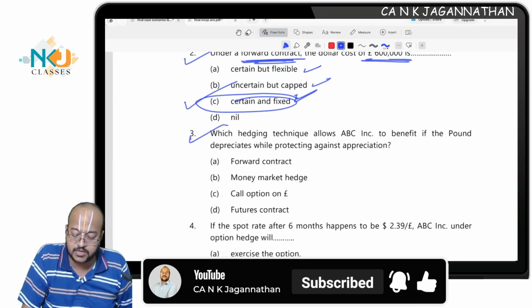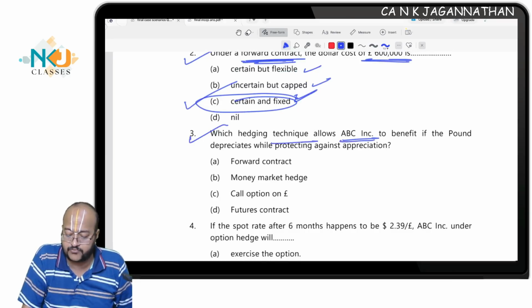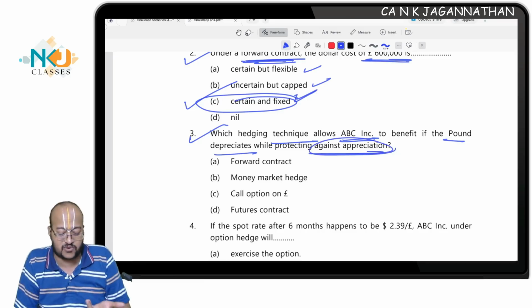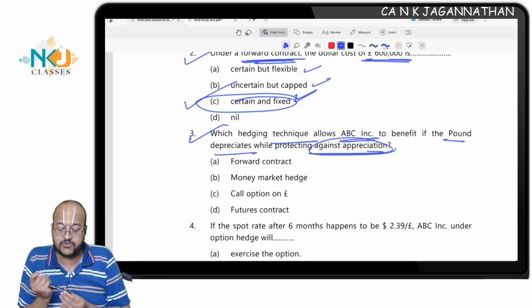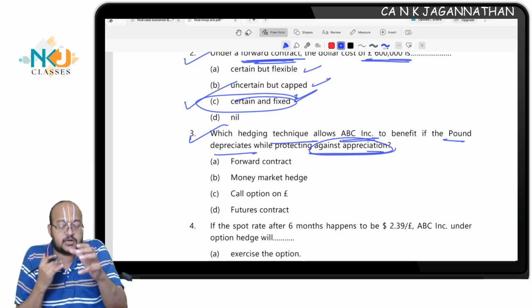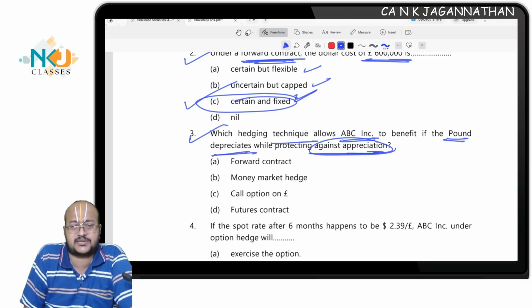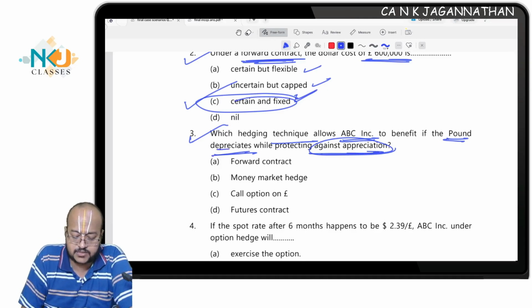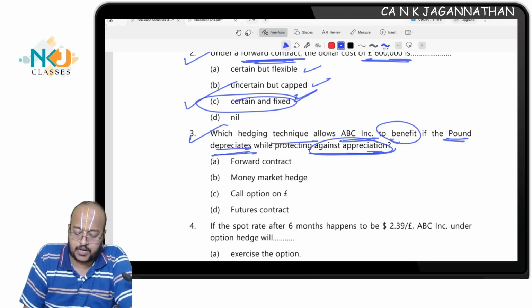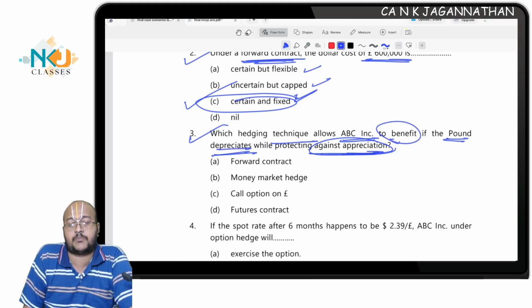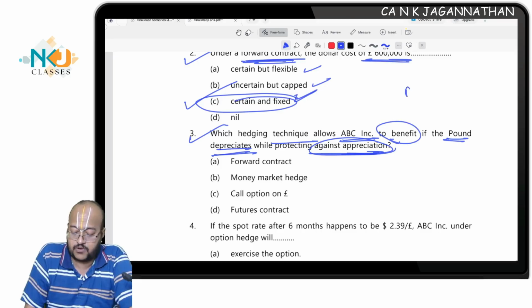Next, which hedging technique allows ABC Incorporation to benefit if the pound depreciates while protecting against appreciation? Simple and straightforward. They have not asked us any calculation. Everything is raw theory, understanding of the different hedging strategies. You want to buy pound. If the pound depreciates, you will benefit, but against appreciation you will be protected. Now, which strategy? It will never be a money market hedge, and it will never be forward either, because these are all fixed strategies.